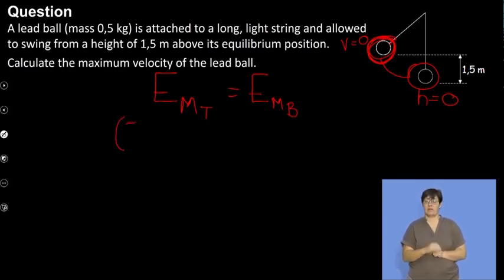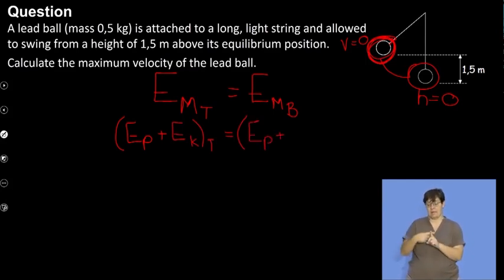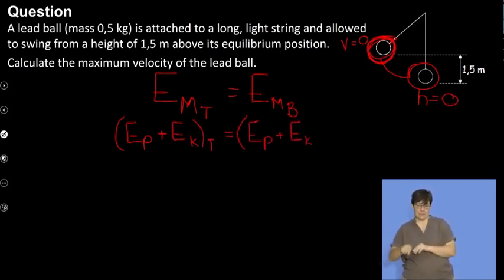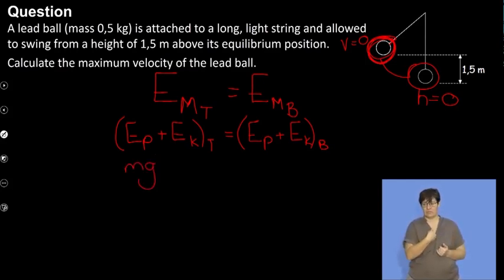That means I'm going to take the potential plus the kinetic at the top. That's going to be equal to the potential plus the kinetic energy at the bottom. We need to now do some substitution. First of all, I don't know the potential at the top, so I'm going to have to work it out. So that's mgh, and that's the top height.